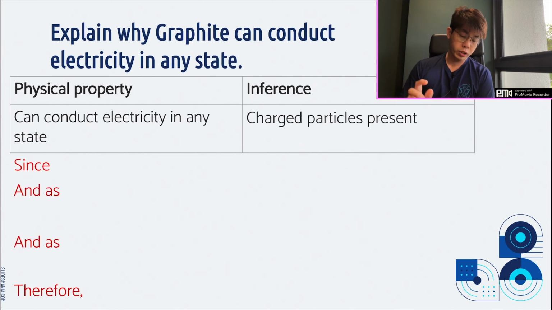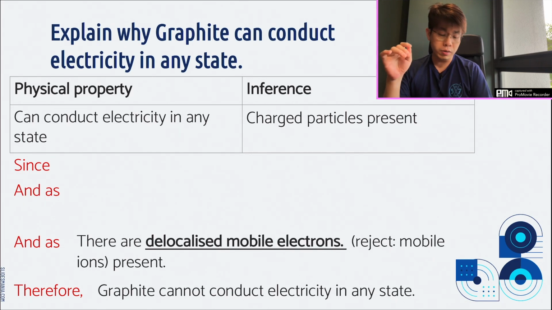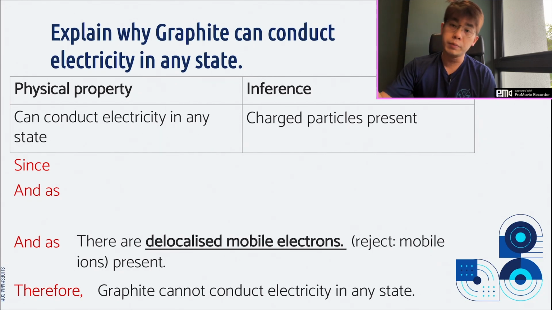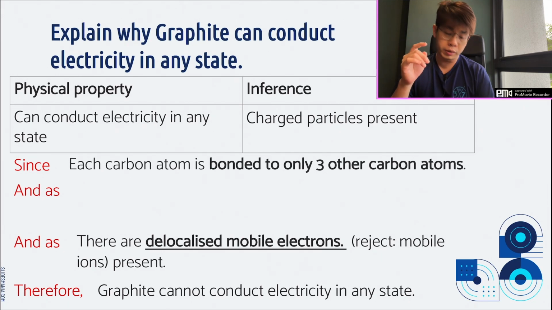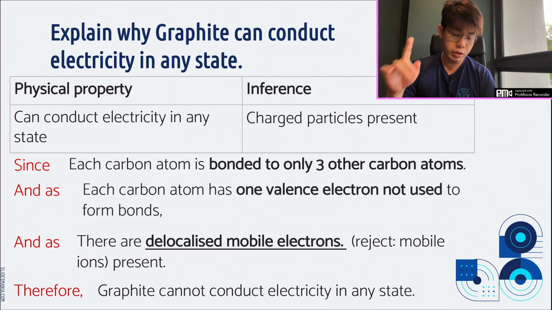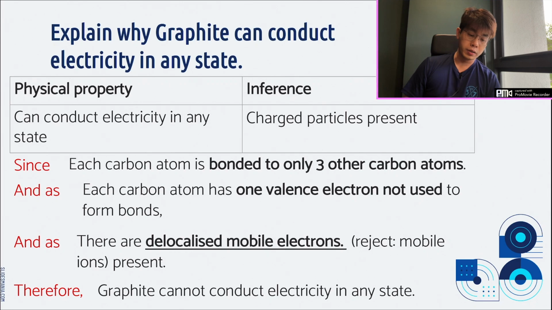Right, now, this explanation is extremely important. We always like to talk about this one, why graphite can conduct electricity in any state. For graphite to conduct electricity in any state, that means there must be delocalized mobile electrons, right? This delocalized electron, as I explained, has escaped the atom and can fly along the layers. So why are there delocalized mobile electrons? Because each carbon in graphite is only bonded to 3 other carbon atoms. This means that each carbon atom has 1 valence electron not used to form bonds, and as these are mobile delocalized electrons, therefore graphite can conduct electricity in any state.